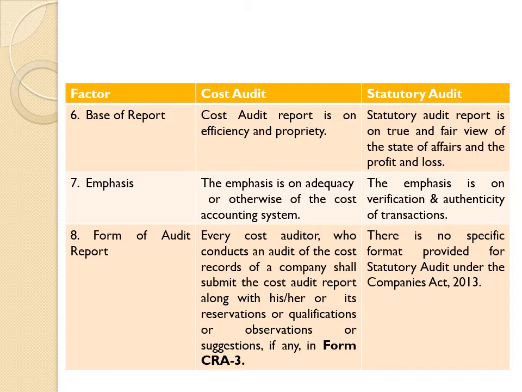Basis of report. The cost audit report is on efficiency and propriety. The statutory audit report is on a true and fair view of the state of affairs and the profit and loss. So, what is the basis of the report? The basis of the cost audit report is efficiency and propriety, whereas the basis of statutory audit is whether the company is showing true profit or loss and its financial position.